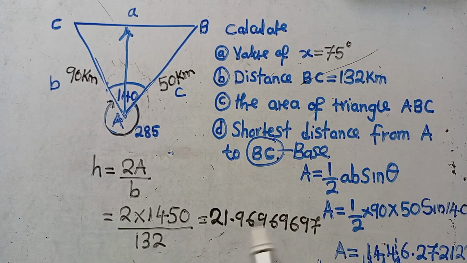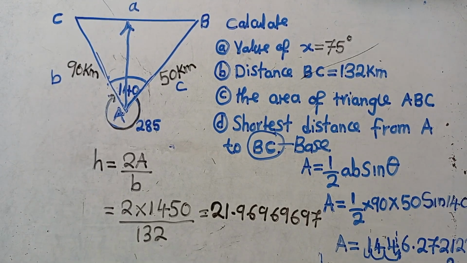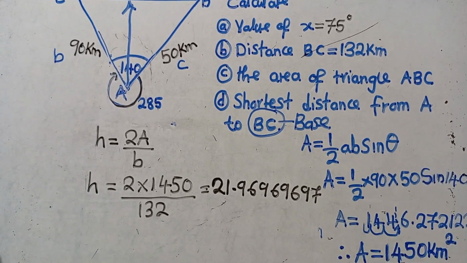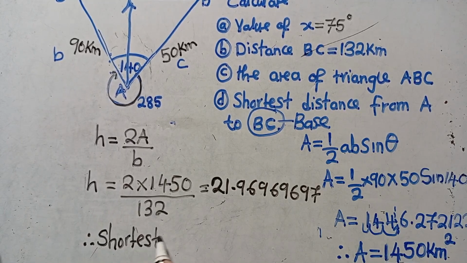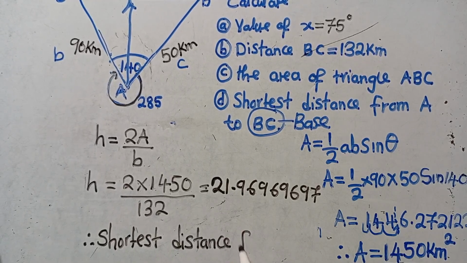So have you seen the way in which I'm answering these questions? I'm even showing that I got this answer, then I had to round off to 3 significant figures. From here, you don't just go direct to the answer. No, you are not supposed to do that. From here now, I'm going to say therefore, the shortest distance, you conclude nicely, let the person know that you understand what you are doing. Therefore, the shortest distance from A to BC.